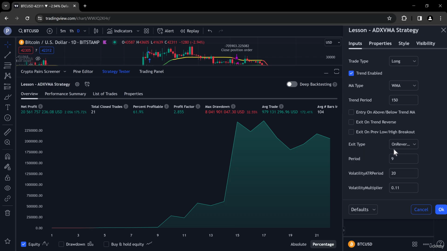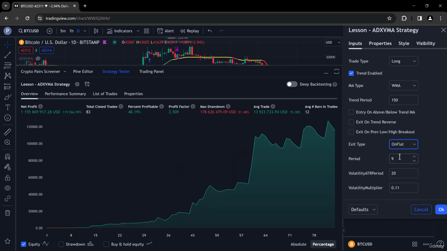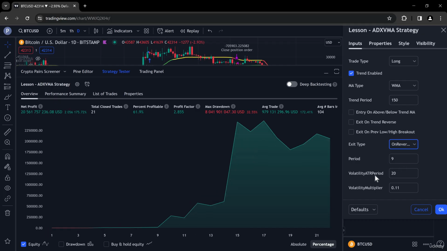The exit type parameter is responsible for when the strategy will exit based on the ADX VMA indicator. When the ADX VMA indicator reverses, for example, when we have a long position and the indicator becomes bearish, then the strategy will exit. When we have the on flat type, it means that when we have a long position and ADX VMA becomes flat, or yellow color, then the strategy will exit.